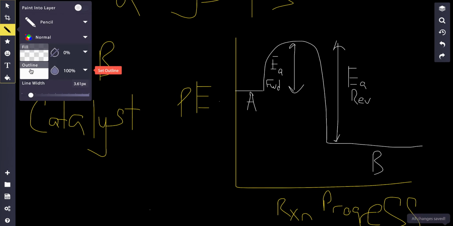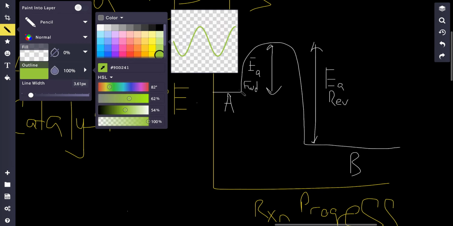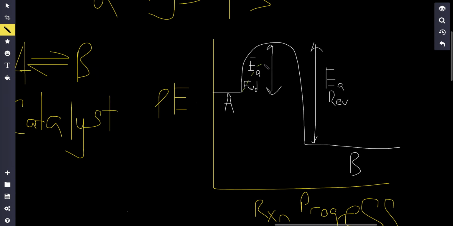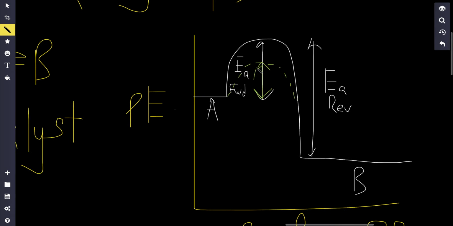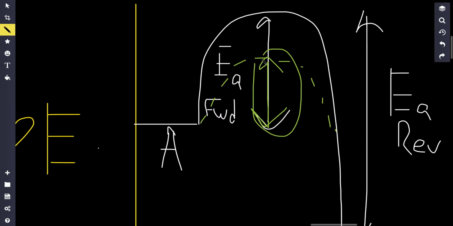Now let's say we add a catalyst into the reaction. What a catalyst does is it provides an alternate reaction pathway, and therefore it lowers the activation energy. So now, with the addition of my catalyst, notice how my new activation energy for the forward reaction is represented by this green arrow. So my new activation energy is going to be this green arrow right over here. I lowered the activation energy.